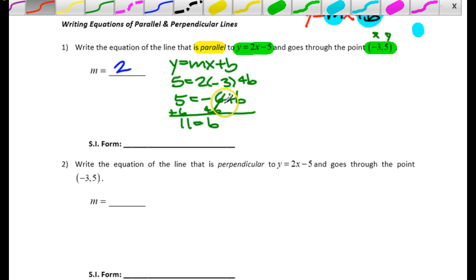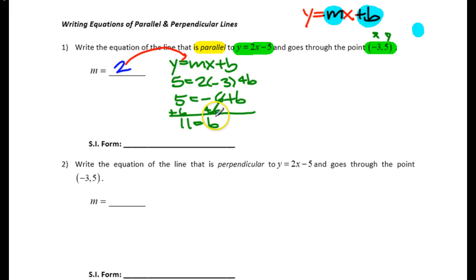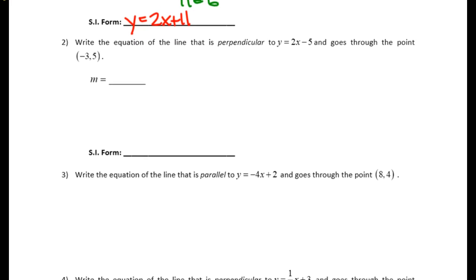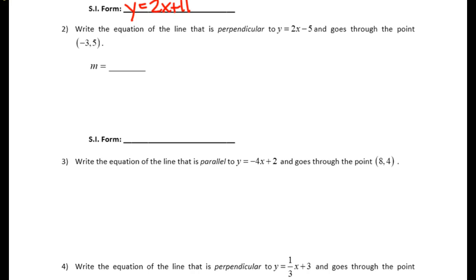So finally I can write my answer. So I plug this in and I plug this in. So y equals 2x plus 11. So this is the equation parallel to this. Once again, I just need my slope and my intercept. Okay? Number 2. Now we want to write the equation of the line that's perpendicular to that same equation and goes through the same point.